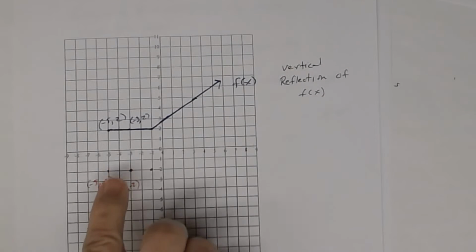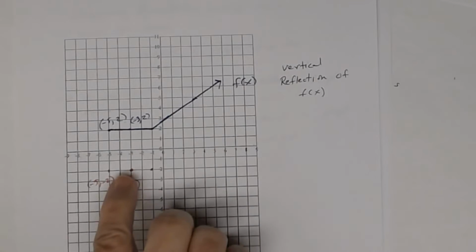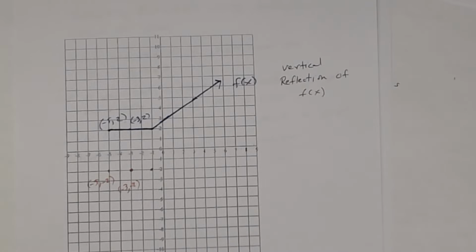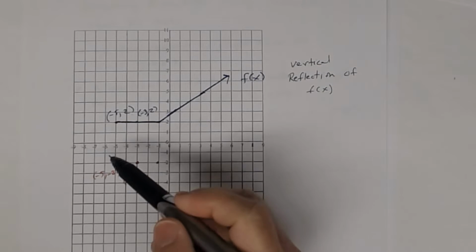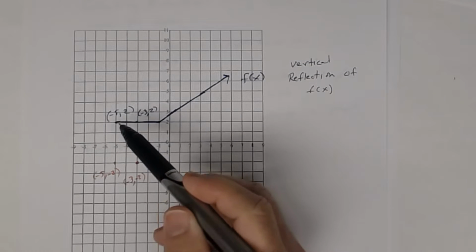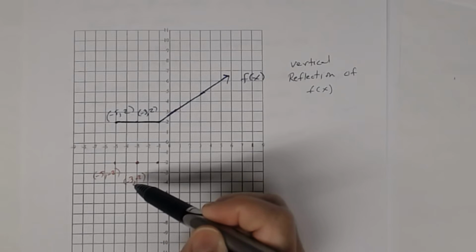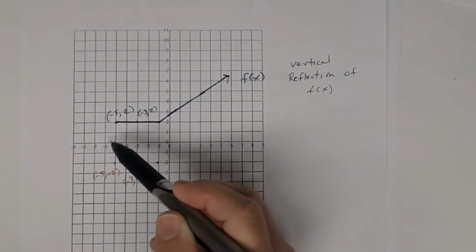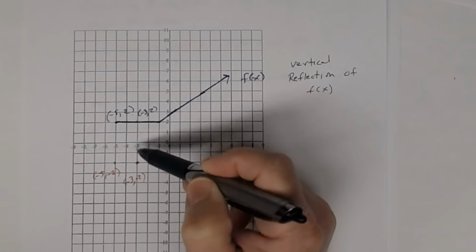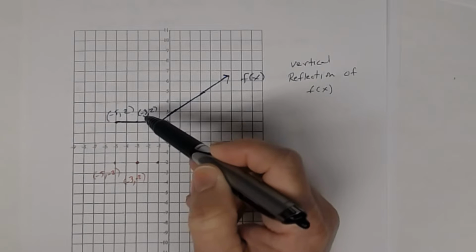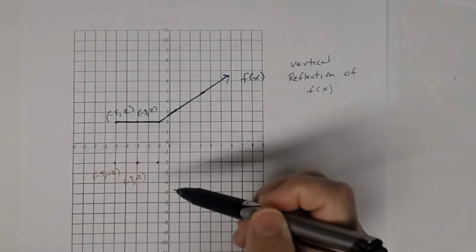So what I want you to notice is this. When you reflect a graph across the x-axis, so when you do a vertical reflection, which is a reflection about the x-axis, notice these coordinates. Negative 5, 2 becomes negative 5, negative 2. Negative 3, 2 becomes the point negative 3, negative 2. Notice the x-coordinates stay the same, which is obvious because you're still at negative 5, you're still at negative 4, you're still at negative 3. But the y-coordinates become opposites. 2, negative 2, 2, negative 2, and so on.